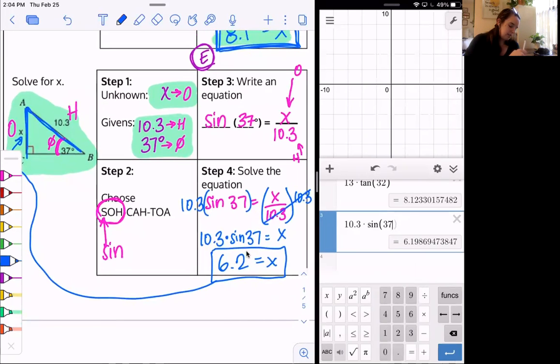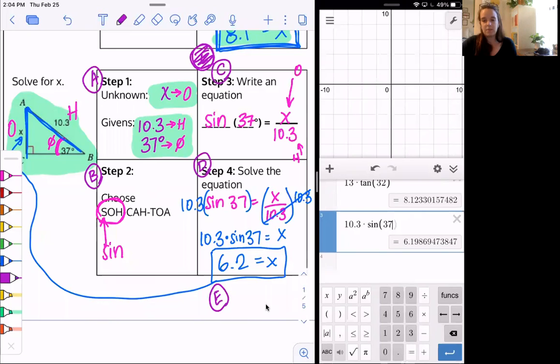All right, let's toss this poll out one more time. Did you get stuck on step 1 this time? Did you get stuck on step 2 this time? Did you get stuck on step 3 this time? Step 4? Or did you make it all the way to the end?